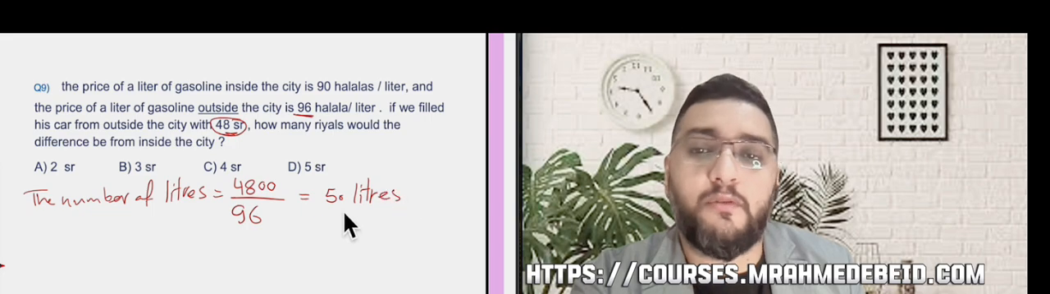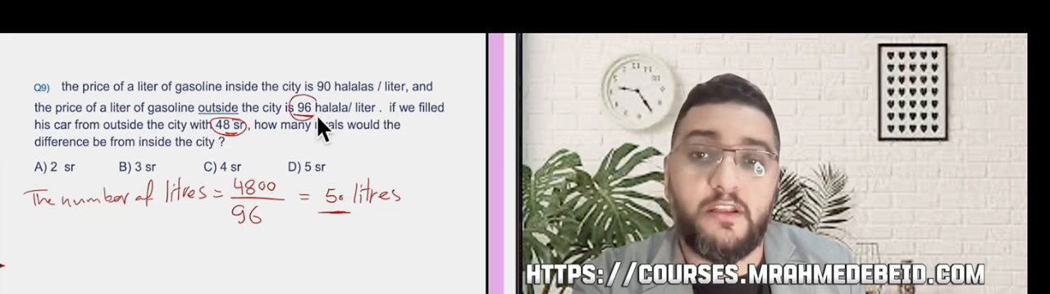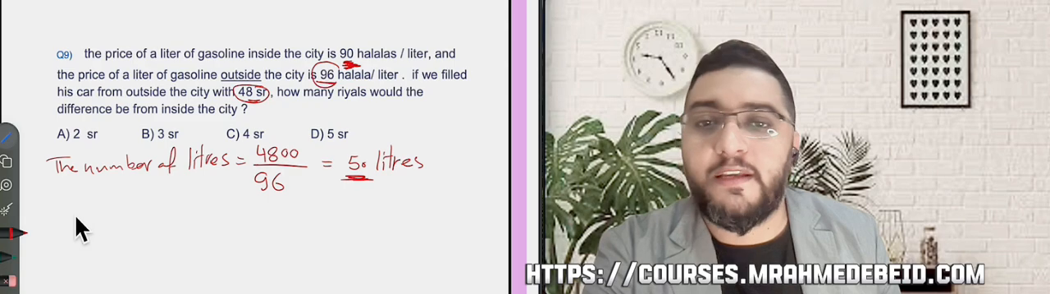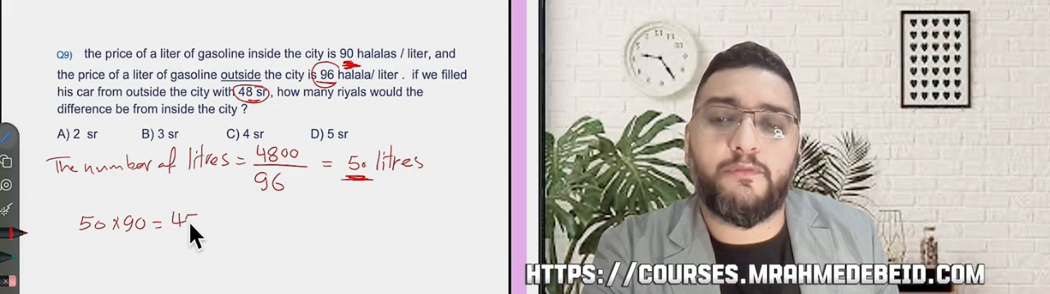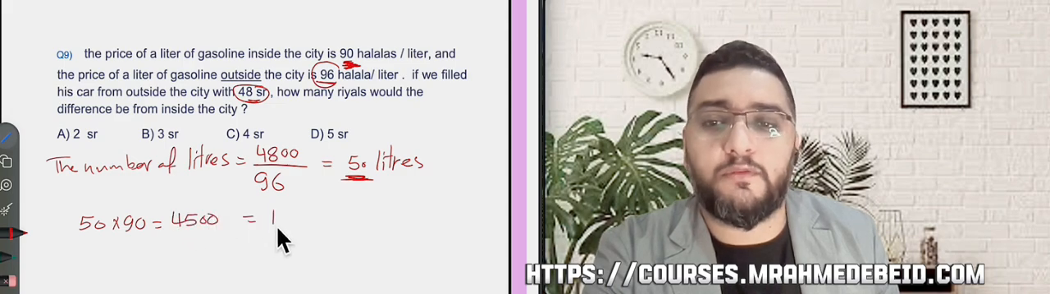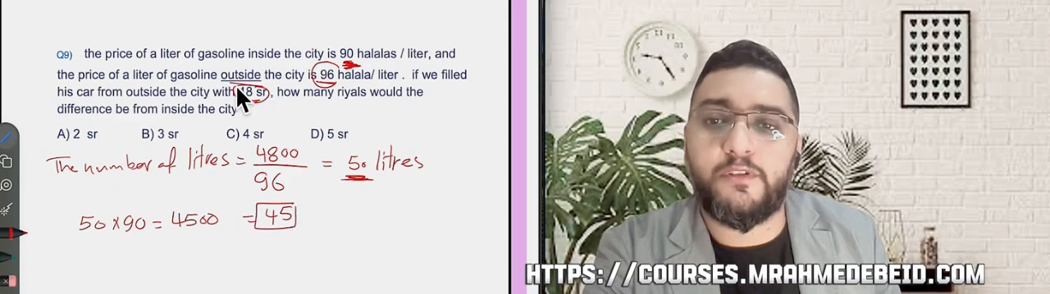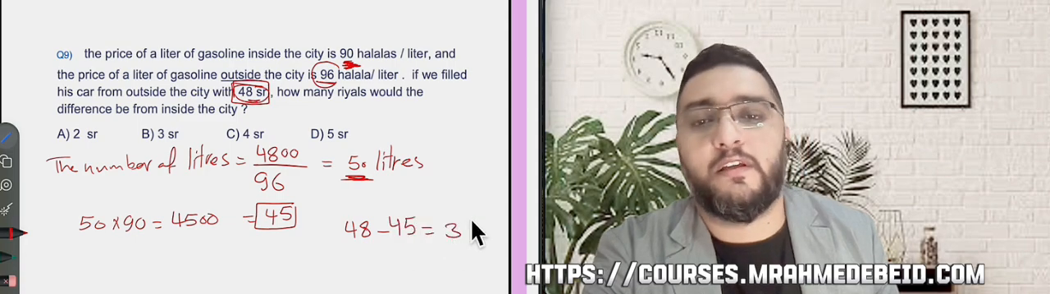So now we fill the car with 50 liters outside the city with 48 riyals, and the cost outside the city is 96 halalas per liter. Now we calculate the price inside the city. You will just multiply 50 times 90. It will be 45 with 2 zeros, 4,500 halalas, which equals 45 riyals. Now the difference between 45 riyals and 48 riyals is, subtract 48 minus 45, it will be 3. So the answer is 3 riyals.